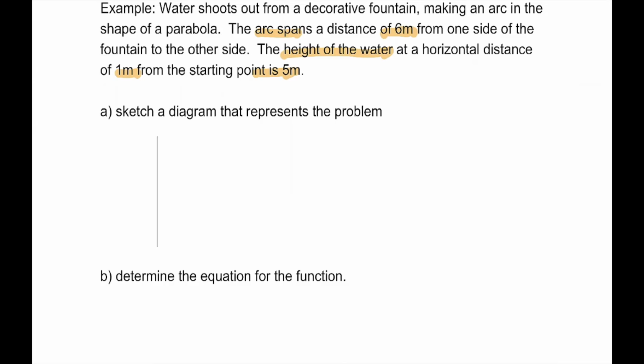So recognize there's multiple ways to solve these word problems. It all depends on your perspective and how you define things. One thing that is implied when we talk about distance, for example height, when it says the height of the water at a horizontal distance of 1 meter from the starting point is 5 meters. So when we say 5 meters high, we're making an assumption. That 5 meters is compared to where? It's compared to the ground.